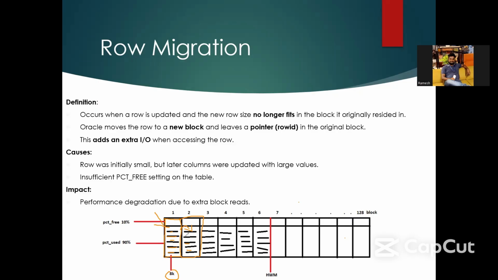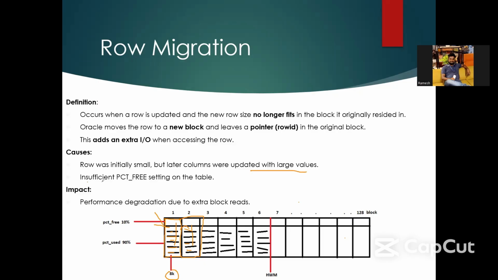So why do they say this adds extra I/O when accessing the row? When a user retrieves data related to that table, the optimizer has to read this block and this block. Row migration happens when users run update statements on the table. It is the case where the row was initially small, but later a column was updated with a large value, so that is why it happened.